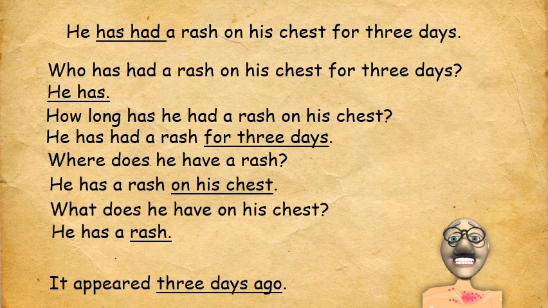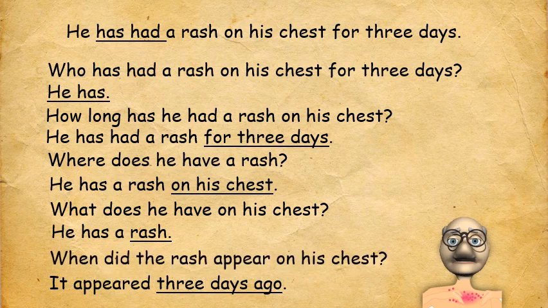It appeared 3 days ago. Now, what's the tense? It's past tense. What's the verb? Appear. So the answer verb is appeared. What's the question? When did the rash appear on his chest? It appeared 3 days ago.